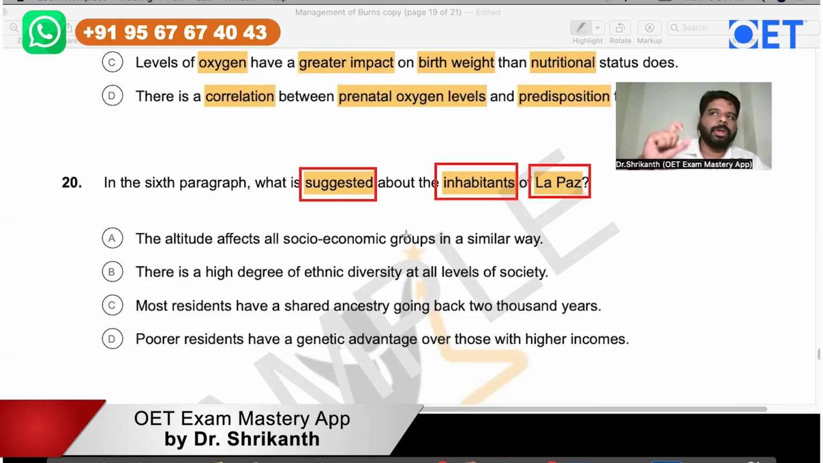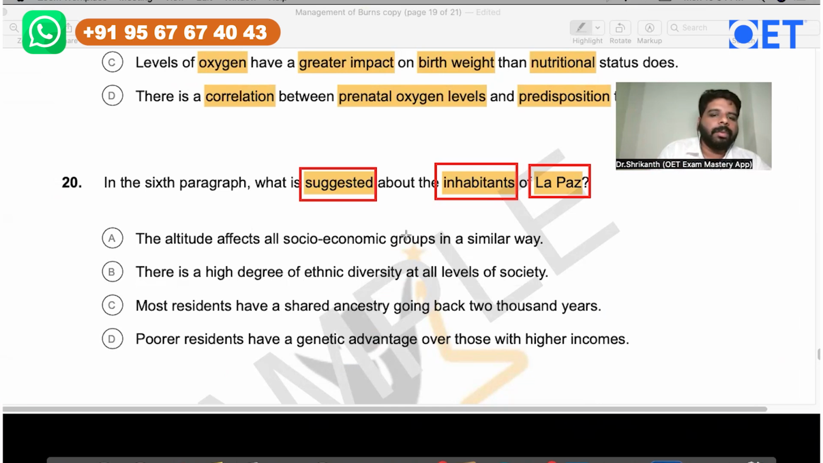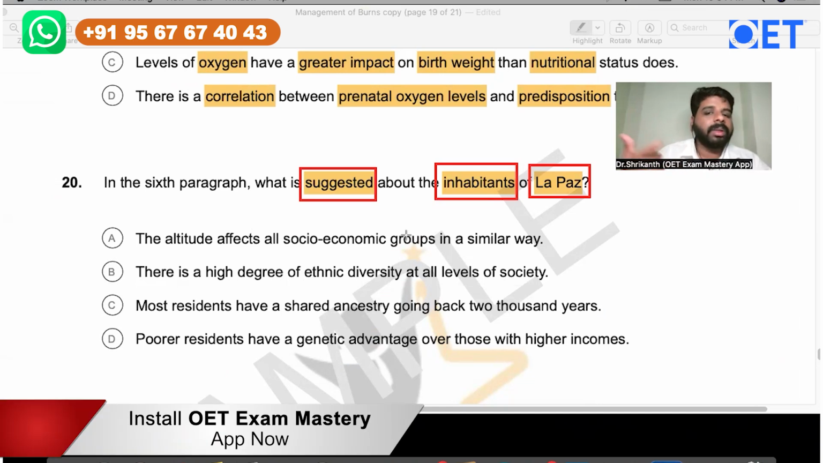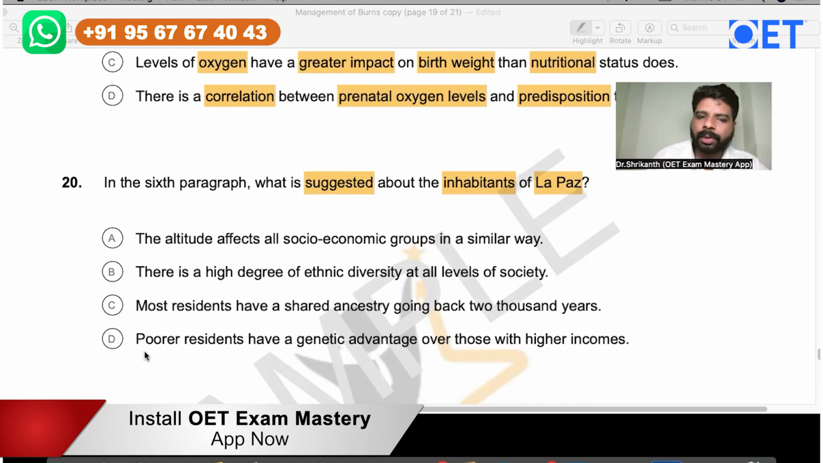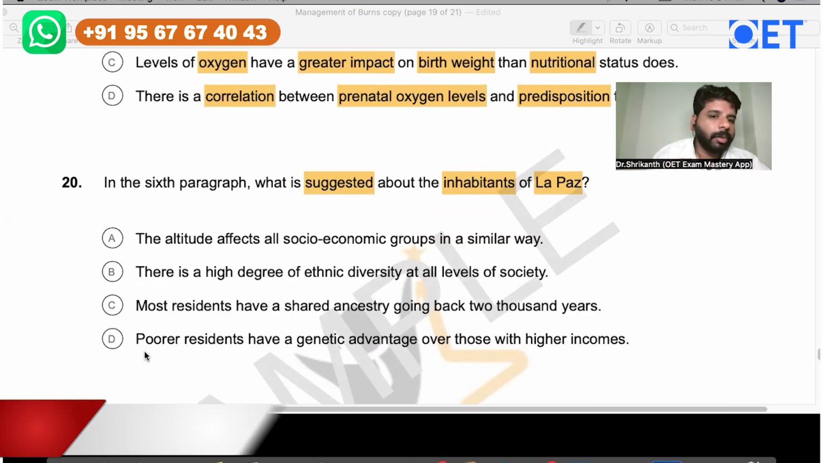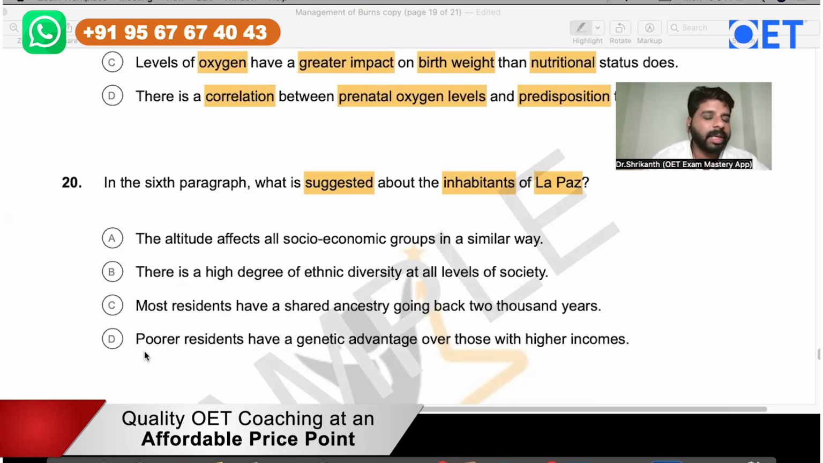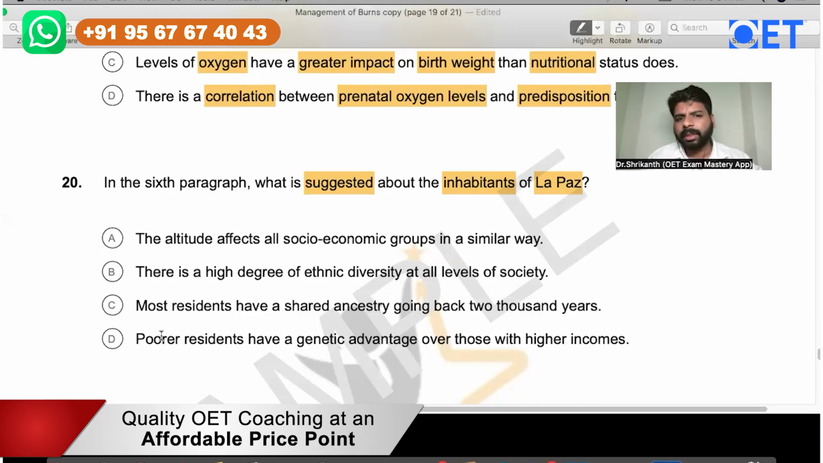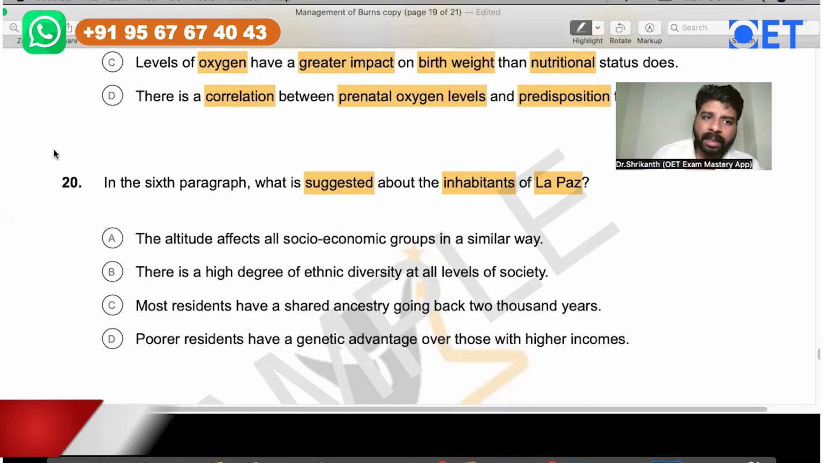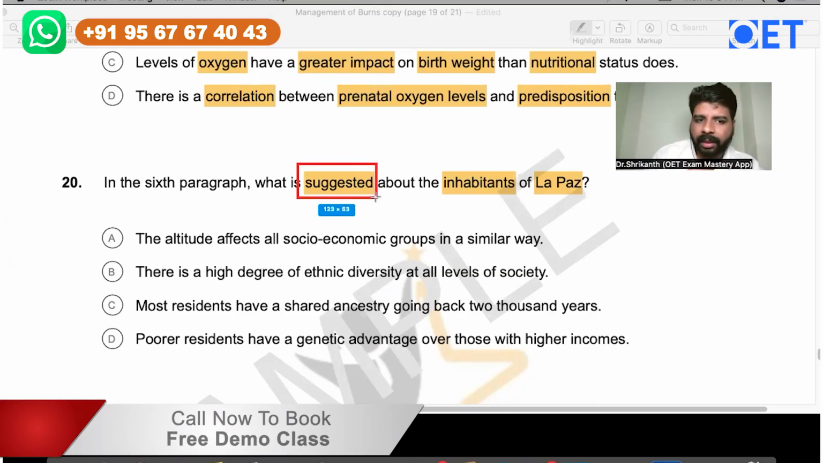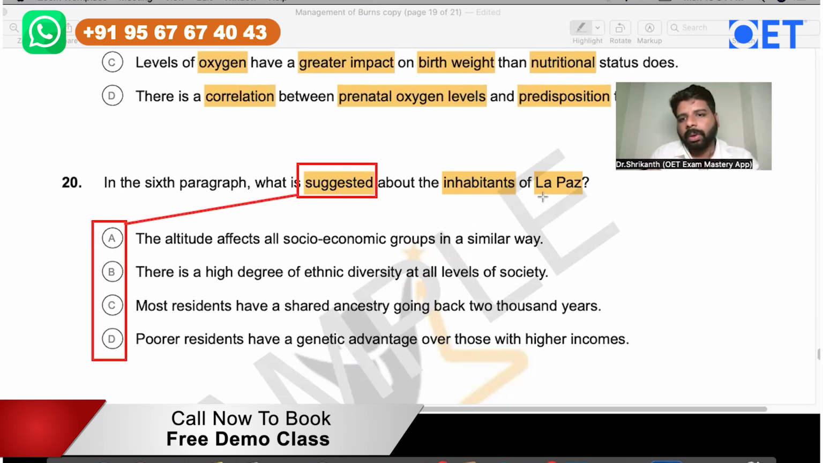This is your duty: to find out what the author is suggesting about the people living in La Paz. If we forget the question stem, it is going to be extremely challenging to eliminate the incorrect answer options, even if you understand the entire passage. So let's read answer option A. Answer options A, B, C, and D are all suggestions about the people living in a place called La Paz.